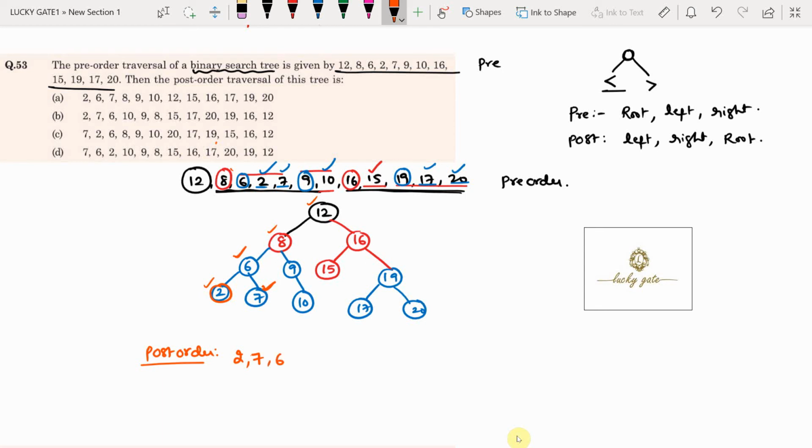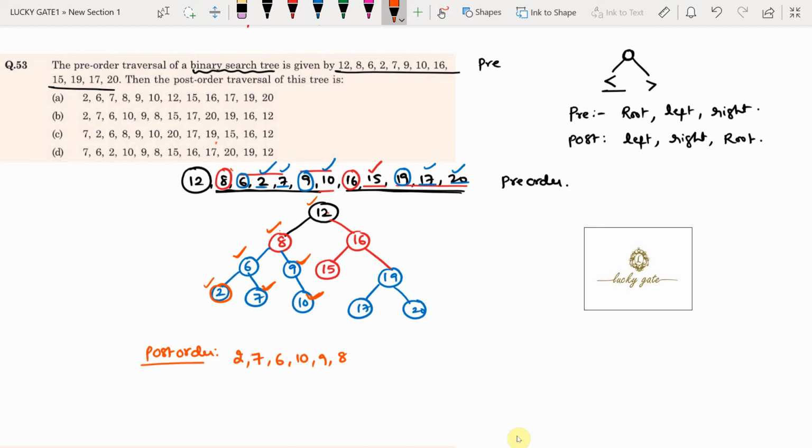Again up, its left subtree is over. Its left and right subtrees are not there, so it has to visit 10. This is done. Next 9, next 8. Okay, this is done. Next go to the root node 12. Its left subtree is completely done.